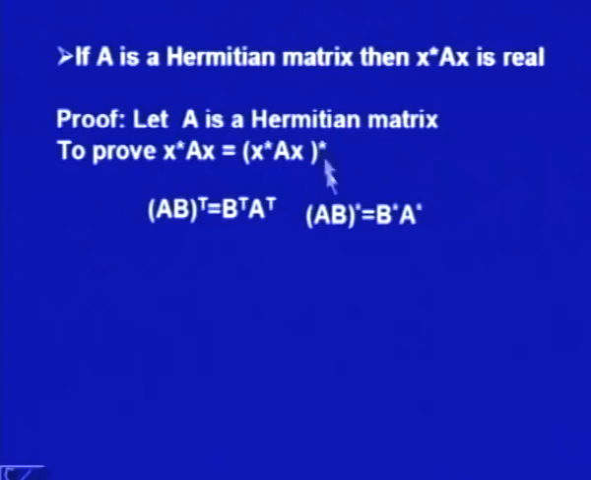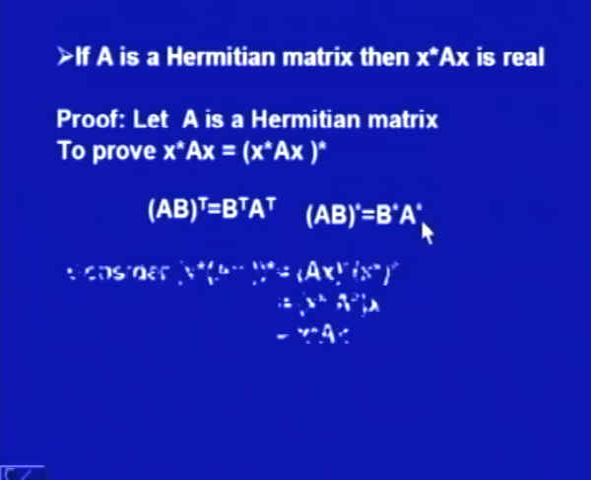For this purpose, we will evaluate (x star Ax) star using these properties. We know that (AB) transpose is equal to B transpose A transpose. That means when you take the transpose of a product, the order will change. So this means (AB) star is equal to B star A star. Now this result will be used to establish the claim.